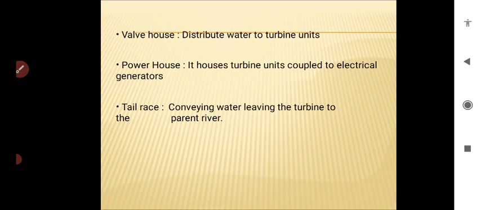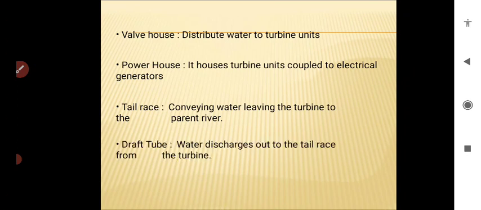Next one is the tail race. It is a channel to carry away the used water from the turbine to a suitable place. It conveys water leaving the turbine to the parent river. Next one is the draft tube. Water discharges out to the tail race from the turbine. This is the draft tube.